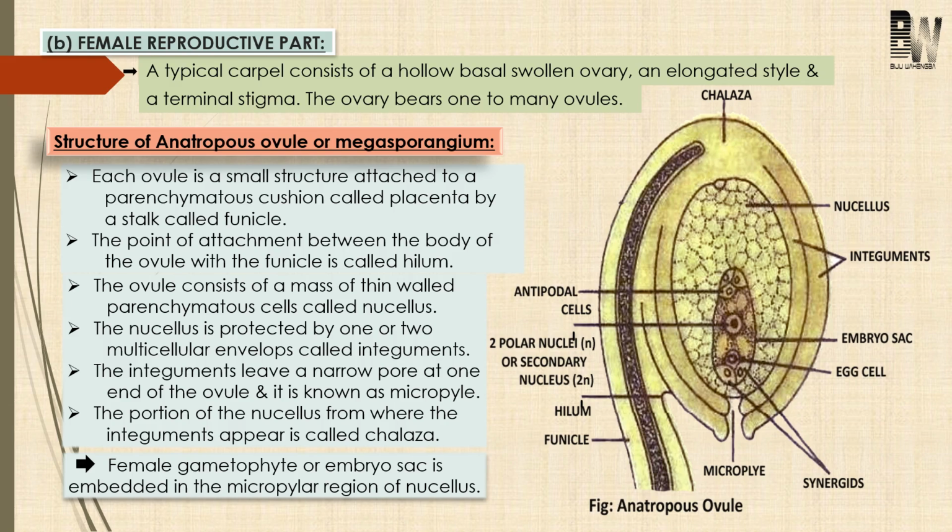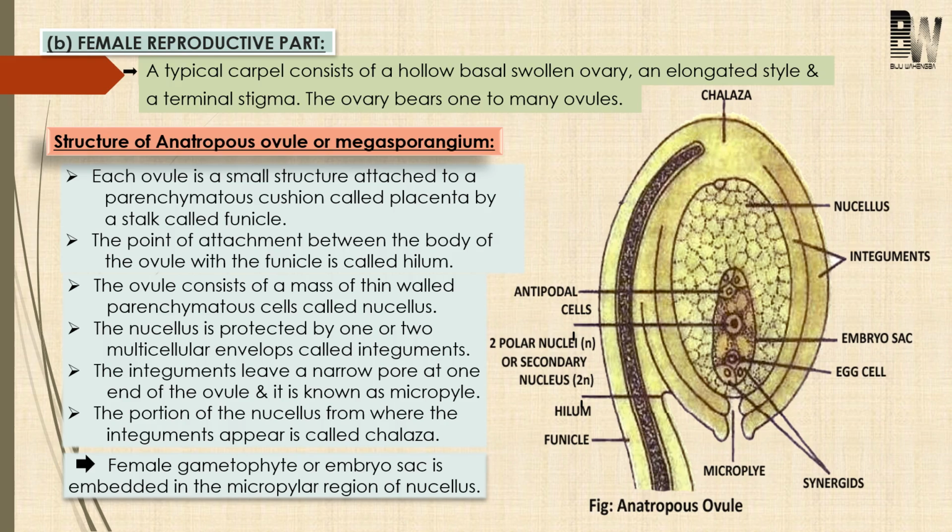Now come to the structure of the ovule. There are different types of ovules, and here we will discuss a type known as the anatropous ovule. One more point: inside this ovule, megaspores will be produced. Because of that, the ovule is also known as the megasporangium.